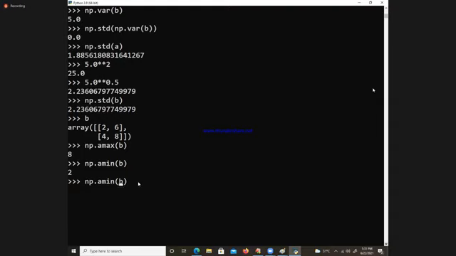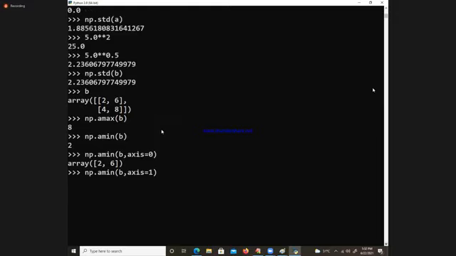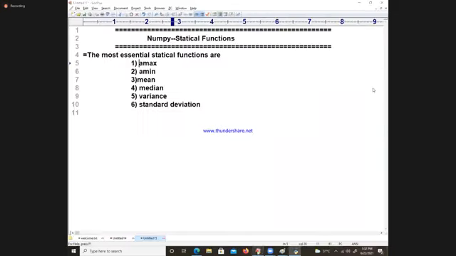NP dot min of B, comma, axis is equal to 0. Axis. Column wise minimum elements. Two answers will come. One is 2, one more is 6. In this column, 2 is the minimum. In this column, what is the minimum? 6. Axis is equal to 1 gives row wise minimum. What is the row wise minimum? 2 and 4 will come. I hope you understood A min and A max. These are dead easy, not at all difficult.